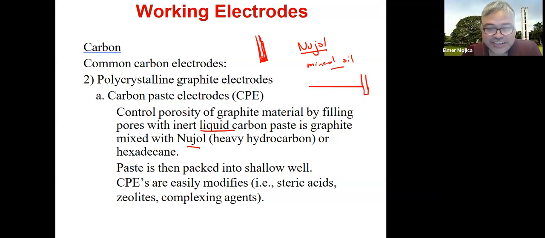So carbon paste, they are easily what? Modified. So all we need to do, if the materials or modifier we used has a functional group, most likely we take advantage of that functional group to bind with lead. So do you have an idea what you will write?